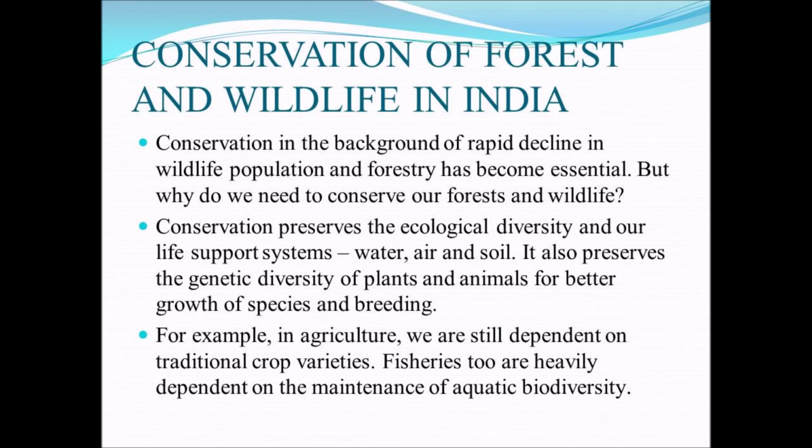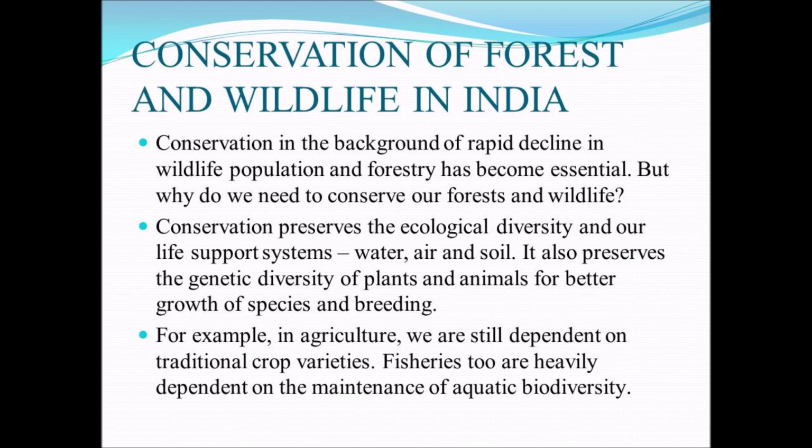Conservation of forest and wildlife in India. Conservation in the background of rapid decline in wildlife population and forestry has become essential. But why do we need to conserve our forests and wildlife? Conservation preserves the ecological diversity and our life support systems: water, air, and soil. It also preserves the genetic diversity of plants and animals for better growth of species and breeding.